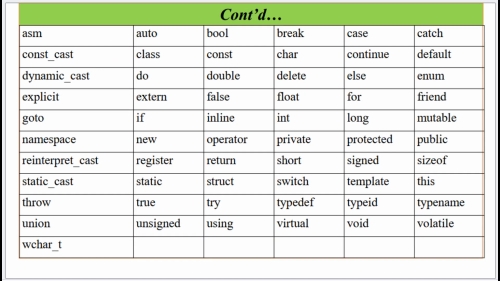asm auto bool break case catch const const_cast class char continue default dynamic_cast do double delete else enum explicit extern false float for friend goto if inline int long mutable namespace new operator private protected public reinterpret_cast register return short signed sizeof static_cast static struct switch template this throw true try typedef typeid typename union unsigned using virtual void volatile wchar_t.